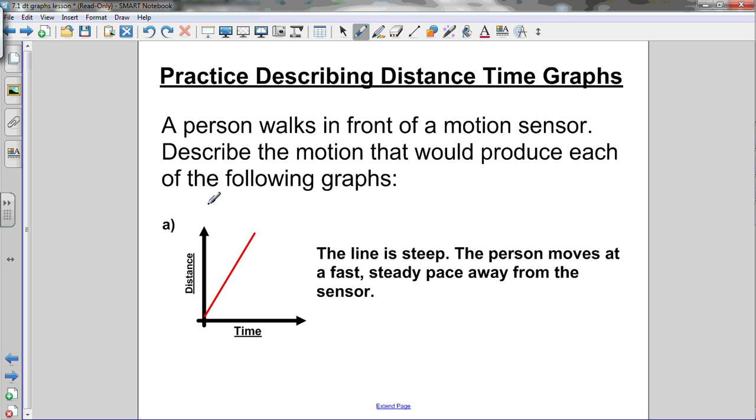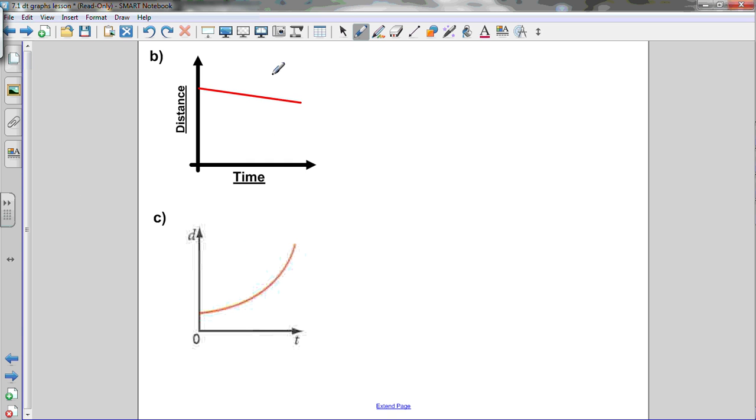So how I would describe this, I would say the line is steep. So the person moves at a fast, steady pace away from the sensor. Their distance from the sensor is increasing, so they're moving away from it as time is increasing. And because it's steep, I know they're moving fast, and because it's straight, I know they're moving at a steady pace. All right, next ones.